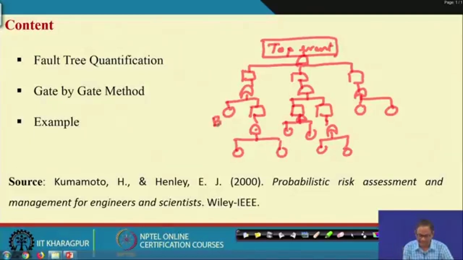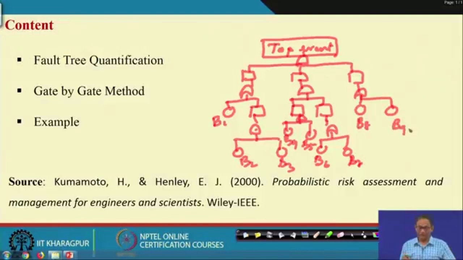These are the component level events B1, B2, B3, B4, B5, B6, B7, B8, B9. Okay. So, when you are at the top level, we say that you use the concept called INS: find out the immediate, necessary, sufficient intermediate events, immediate bottom events, which will cause the top event, put a particular gate, and that gate is a logical gate. Here this logic gate is AND.